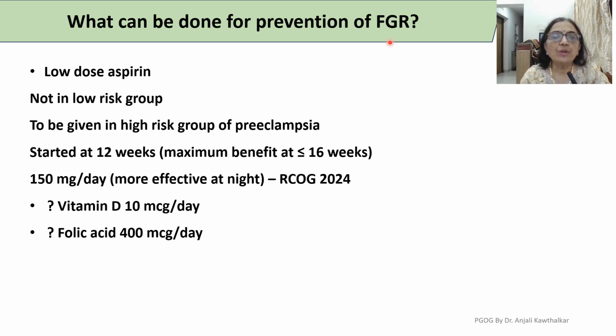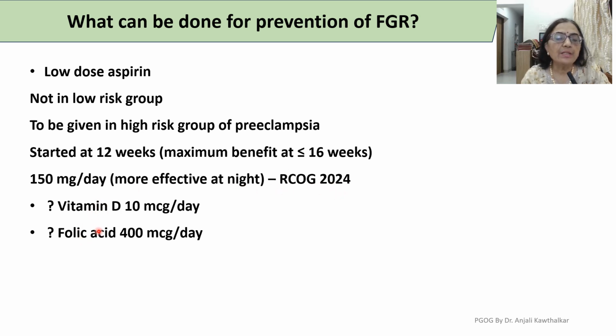What can be done for prevention of FGR? Low dose aspirin is not indicated in the low risk group. It is to be given only in the high risk group of preeclampsia. It should be started by 12 weeks, and maximum benefit is there whenever it is started at or below 16 weeks of pregnancy. The usual dose is 150 milligram per day, unless a woman is constitutionally very small, then the dose is 1 to 1.5 milligram per kg body weight. Aspirin is said to be more effective when given at night as compared to daytime ingestion. That is another tip to be followed in clinical practice as per RCOG 2024.